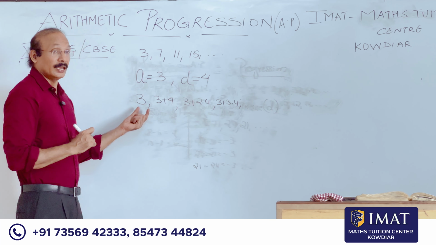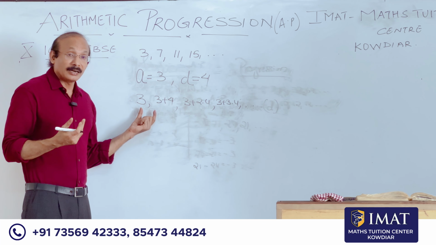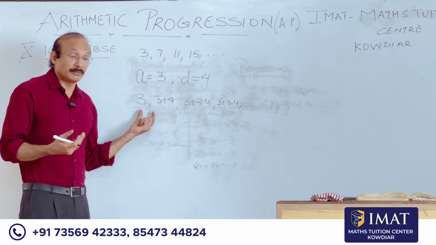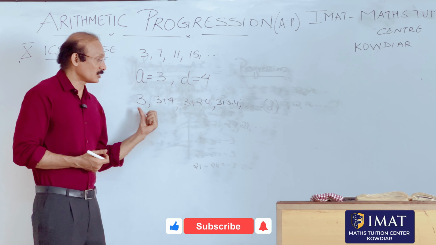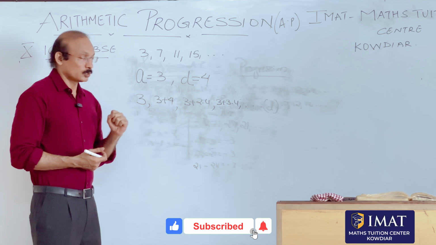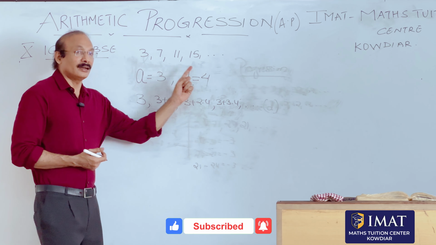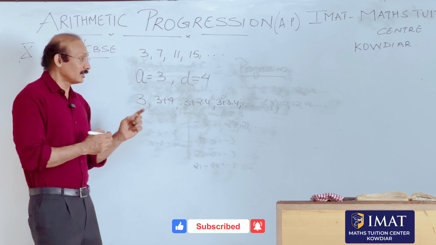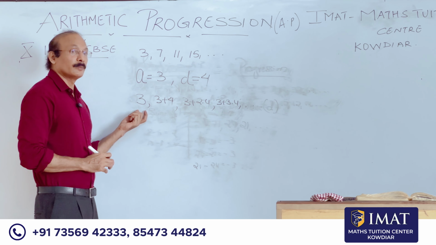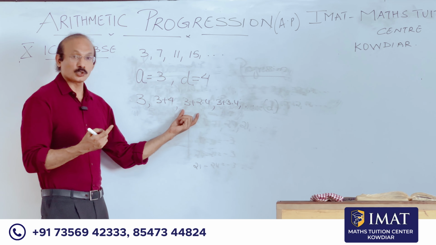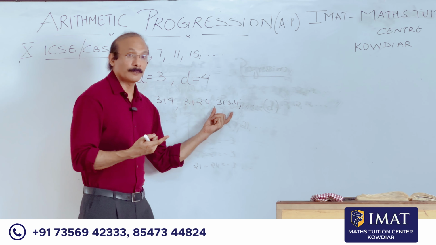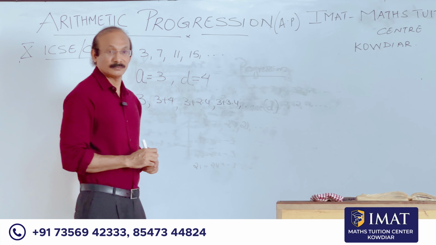See, you can build up an arithmetic progression if you know the first term and the common difference. This is what you're seeing here. So if 3 is the first term and 4 is the common difference, see the terms of this progression. The first term will be 3. The second term will be 3 plus 4. The third term will be 3 plus 2 times 4. The fourth term will be 3 plus 3 times 4 and so on.